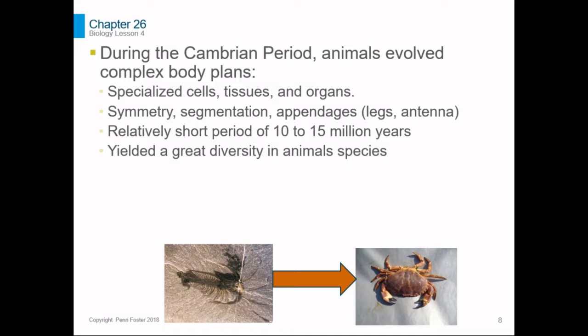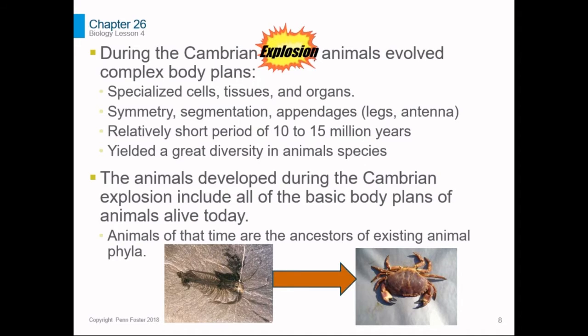And so we call this whole period of evolution the Cambrian Explosion, because it happened really quickly and made really big changes. And what else is important about it is the animals that developed during this Cambrian explosion include all the basic body plans of animals alive today. So animals of that time are ancestors of our existing animal phyla. For example, on the left, we have a fossil of a marella, which was considered an arthropod, and on the right, we have a modern day arthropod, crab.